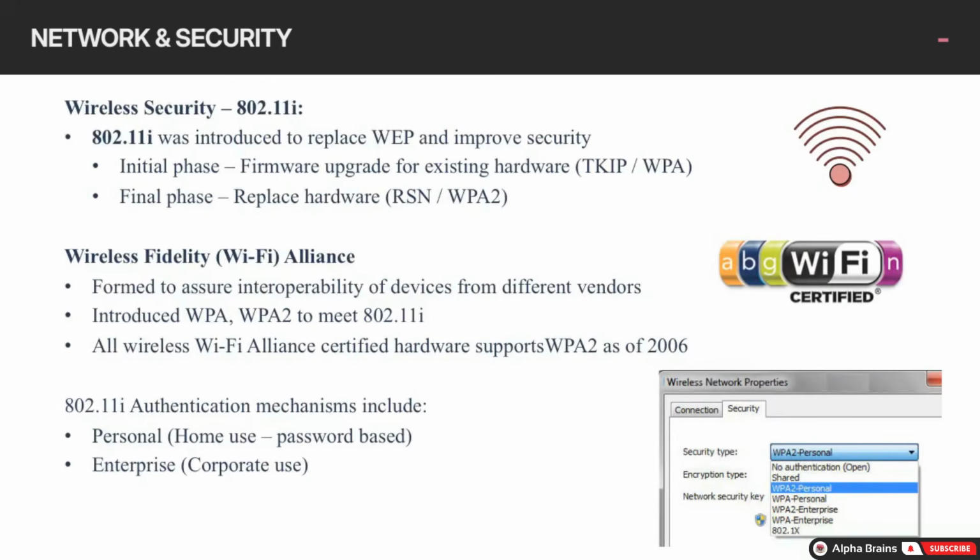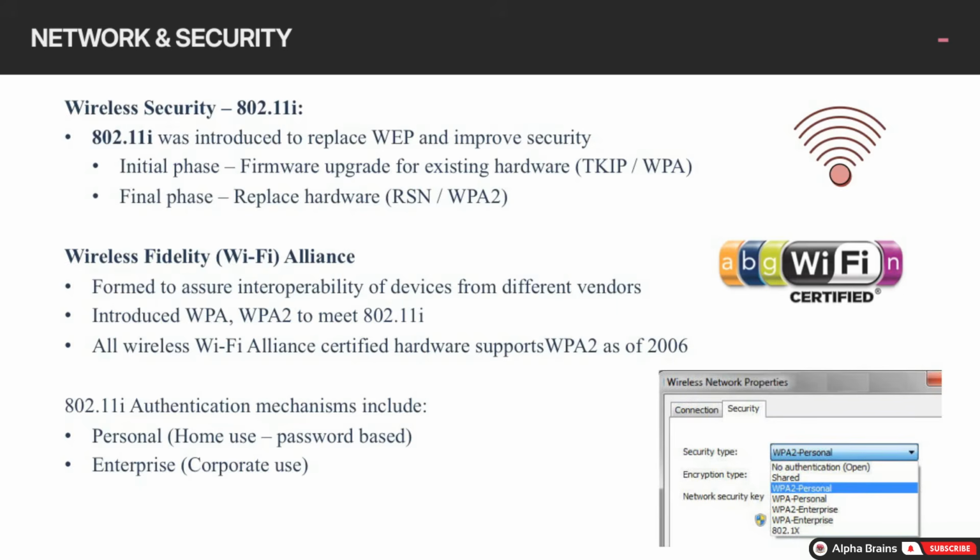Continuing with our lessons in wireless security, we're going to quickly review 802.11i and then move forward. 802.11i was the replacement for the flawed security called Wired Equivalent Privacy, or WEP. There was an initial phase called WPA, Wi-Fi Protected Access, that was supposed to be nothing more than a firmware upgrade for that older 802.11 hardware.